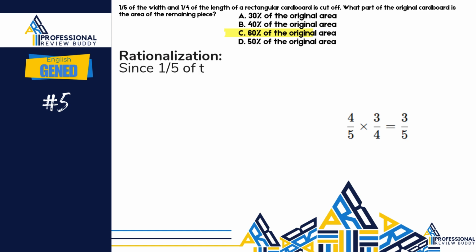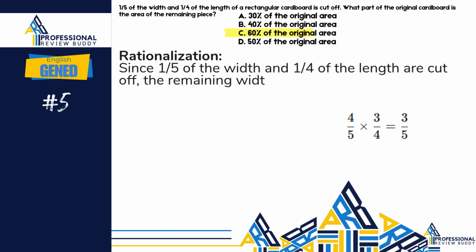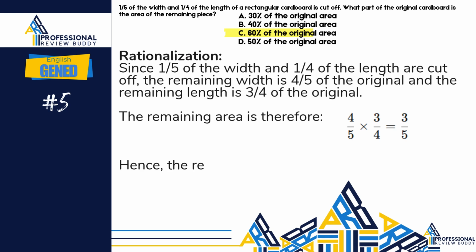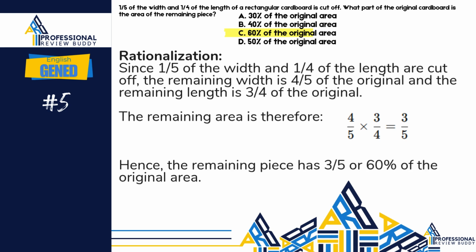Rationalization. Since 1/5 of the width and 1/4 of the length are cut off, the remaining width is 4/5 of the original and the remaining length is 3/4 of the original. The remaining area is therefore 4/5 times 3/4 equals 3/5. Hence, the remaining piece has 3/5 or 60% of the original area.